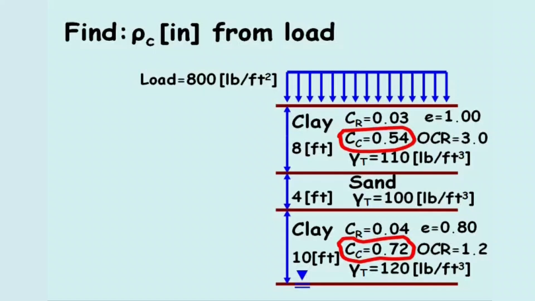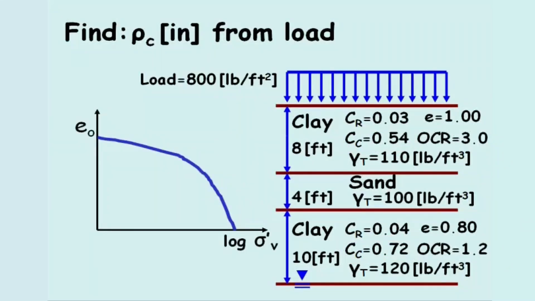Soil settlement can be plotted on a graph where the vertical axis is the void ratio and the horizontal axis is the log of the vertical effective stress. The pre-consolidation stress of the soil occurs where the curve changes slope. There is a graphical technique used to determine the pre-consolidation stress, but we'll skip that for now.